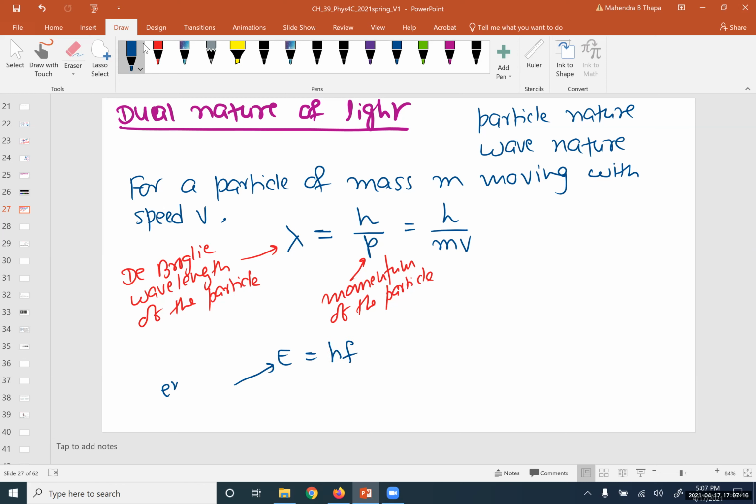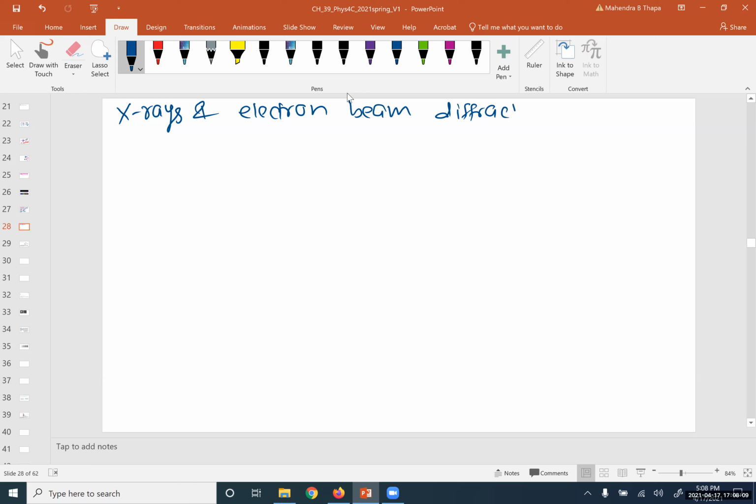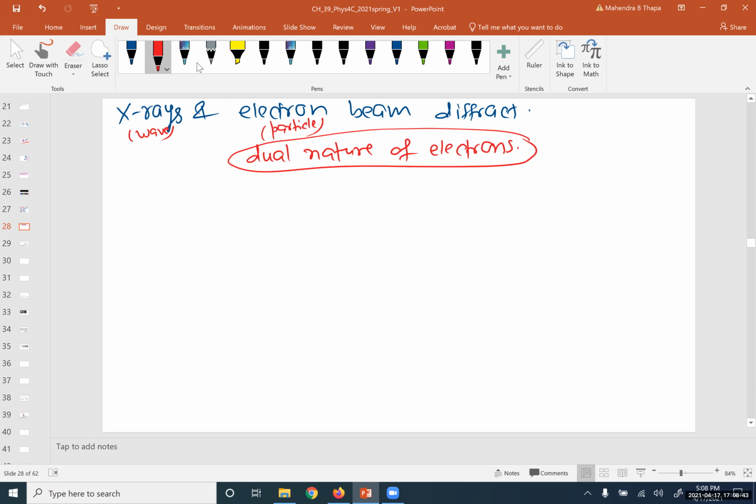An electron beam actually diffracts, so it is showing the dual nature. X-rays are waves, and the electron is a particle. We saw before that X-rays diffract, and the electron also diffracts, which means the electron shows the dual nature. So dual nature of the electron means electrons behave as a wave, and electrons also behave as a particle.